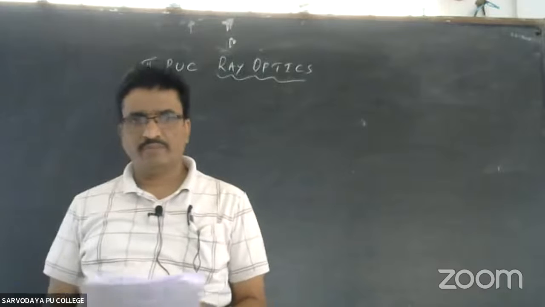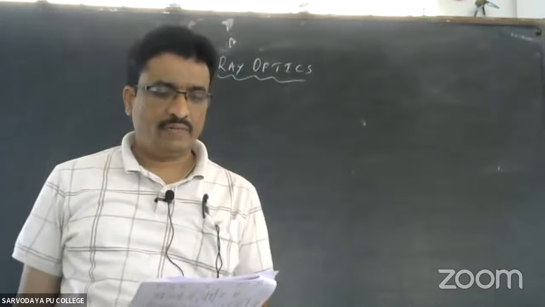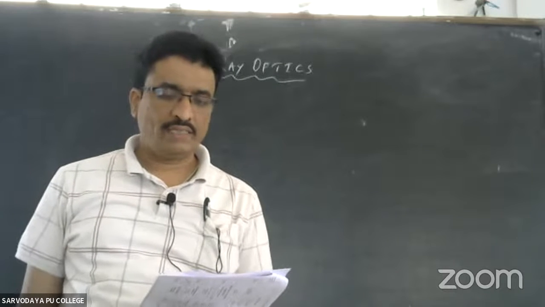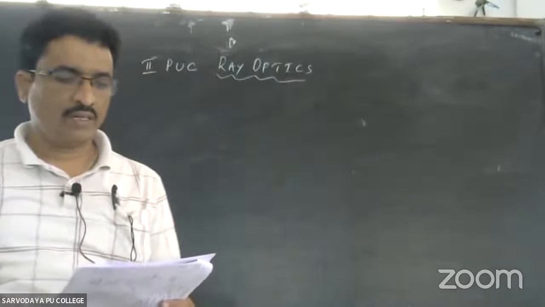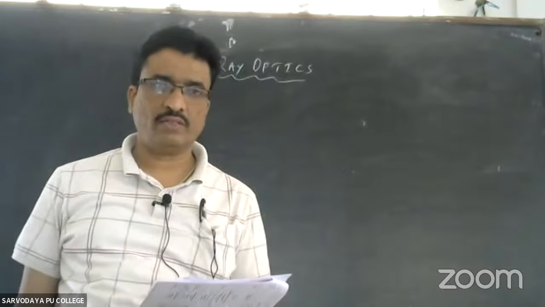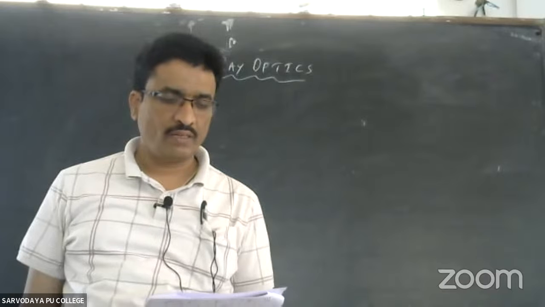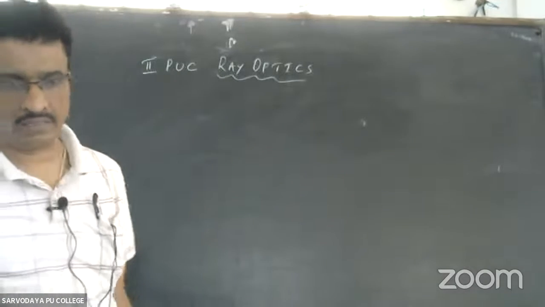The ninth problem: a beam of light converges at a point P. Now a lens is placed in the path of the convergent beam 12 cm from P. At what point does the beam converge if the lens is a convex lens of focal length 20 cm, and the second one, a concave lens of focal length 16 cm?